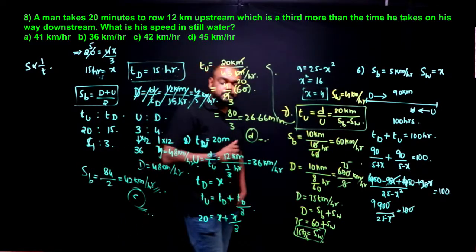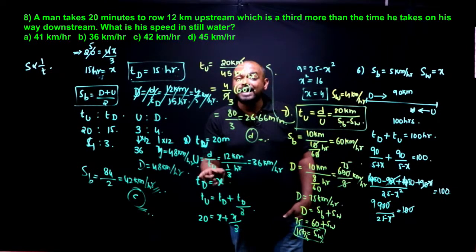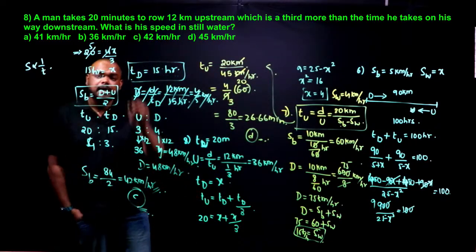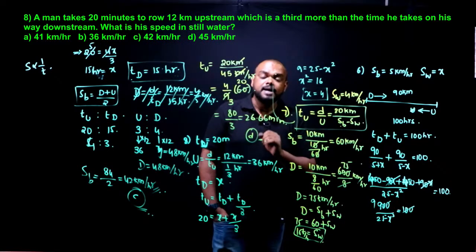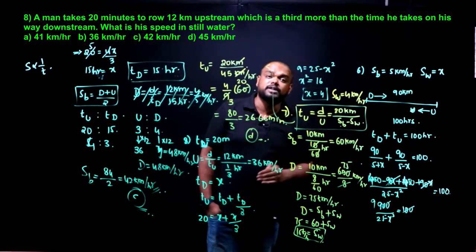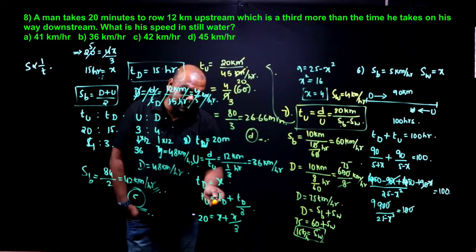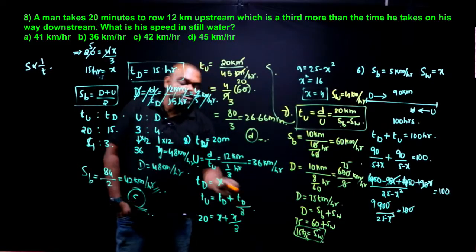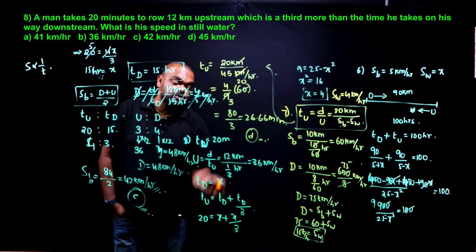Okay. Now, time taken during downstream, let us consider it as X. Why am I considering it? He told in the question that time taken during upstream is 1/3 more than time taken during downstream. So time taken during upstream is equal to time taken during downstream plus 1/3 more than that. That is time taken during downstream divided by 3. So let us consider TD value as X. We know time taken during upstream is 20.